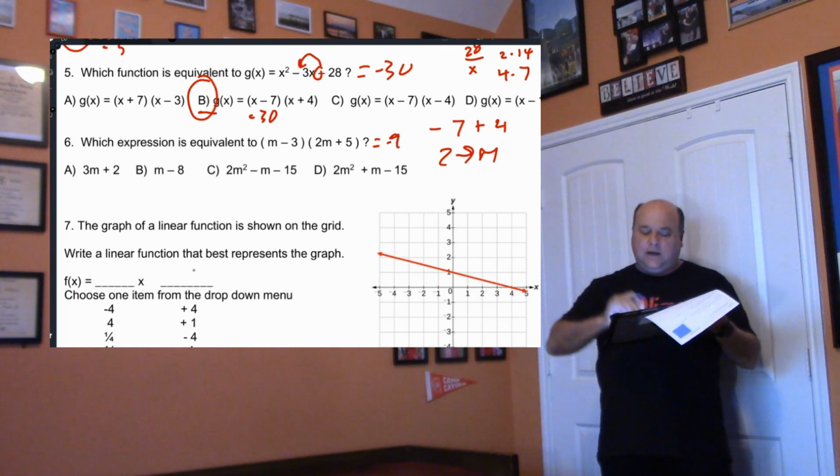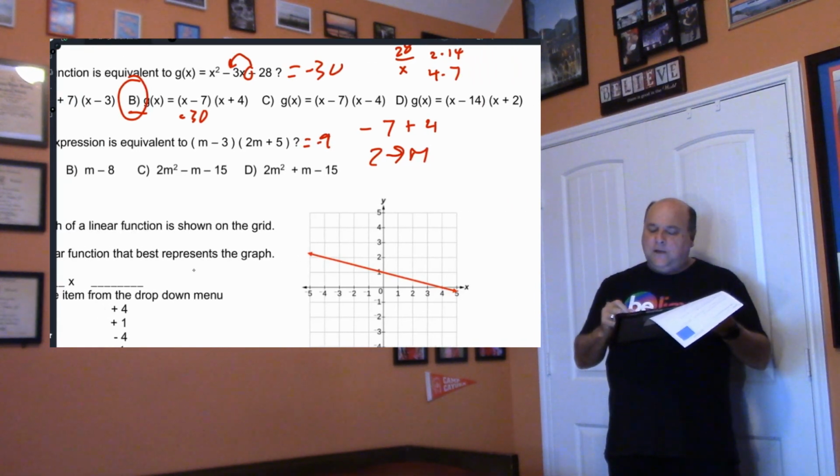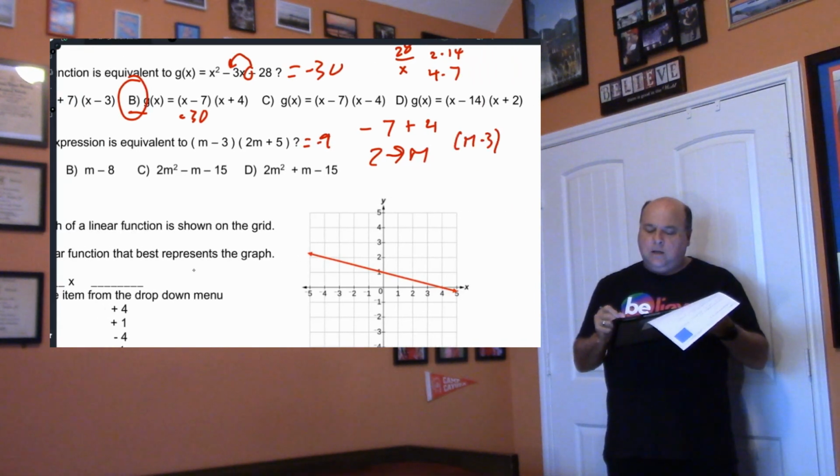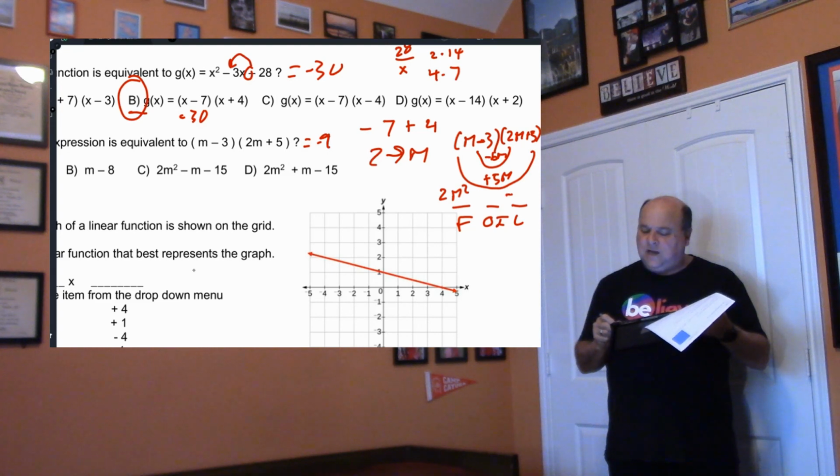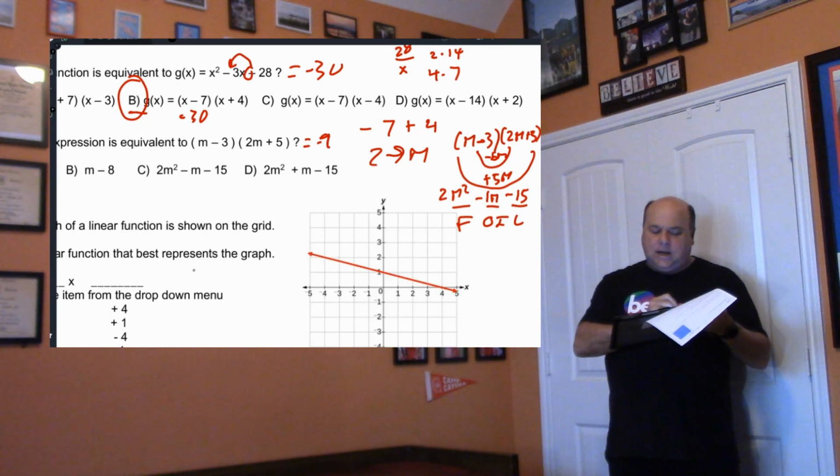Now then, I'm going to show you how to do this by hand over here. So we have m minus 3 and 2m plus 5. I'm going to use FOIL because it's easier. M times 2m is 2m squared. This is going to be negative 6m if I multiply. This is going to be plus 5m, and negative 3 times 5 is negative 15, and this is going to be a minus m, and let's try, that's going to be C.